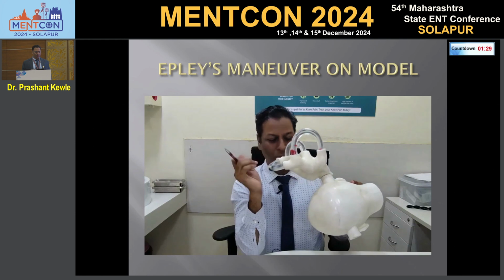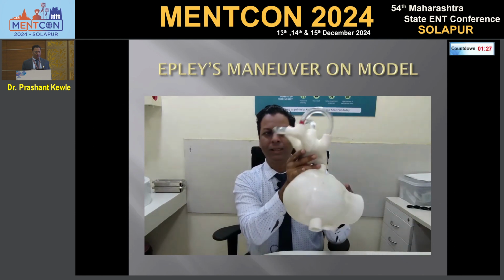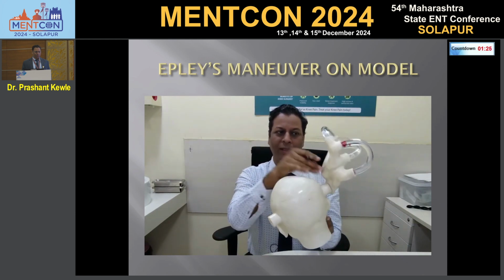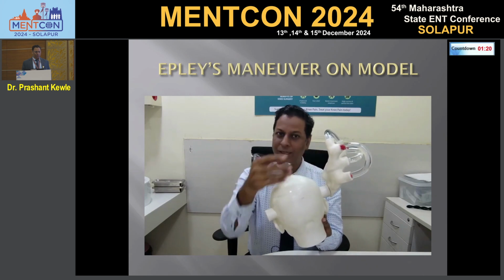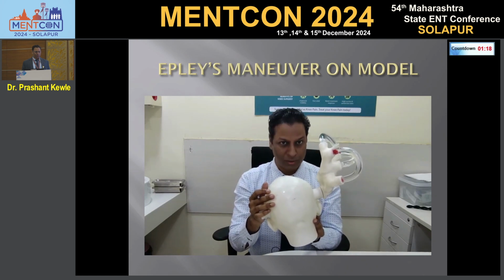Once it is like this, we have to keep the head flexed and then make the patient sit up, and then the particles will fall out of the crus commune into the utricle and we will treat the BPPV of the posterior canal.